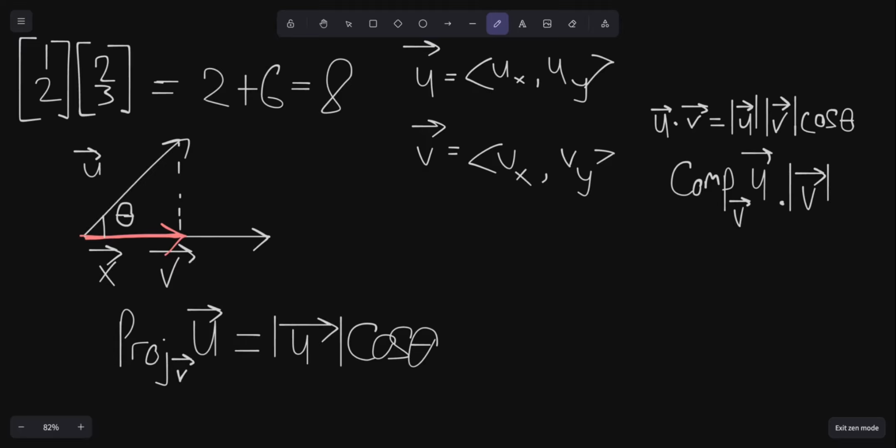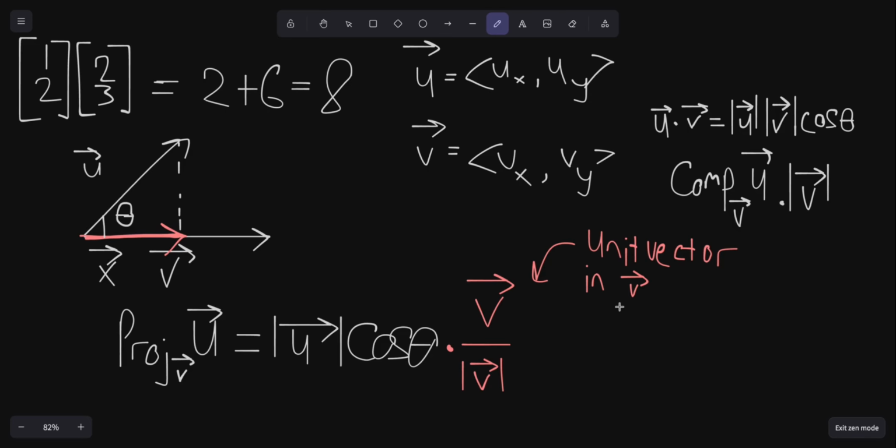So what I'm going to do is, the formula is very, very similar, right? I first find the actual length of this, the component of u onto v, and then I'm going to multiply this by the vector v divided by its magnitude. And you can think about this part right over here as just the unit vector in the v direction.